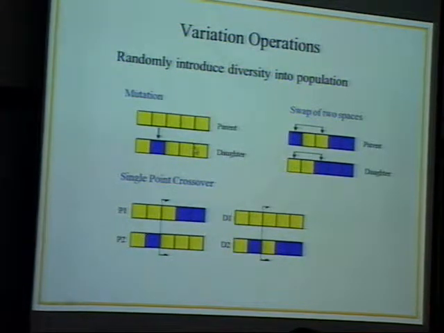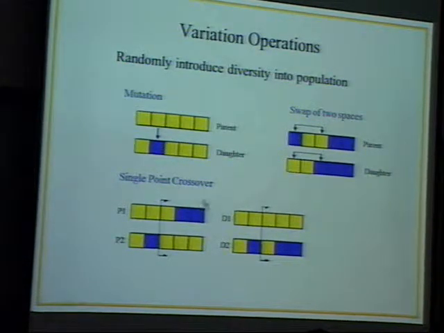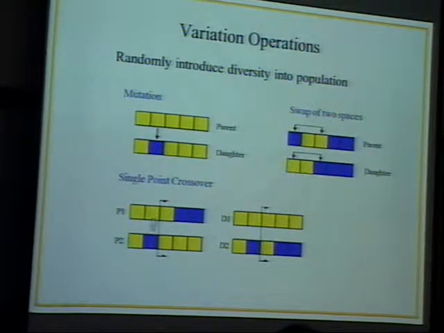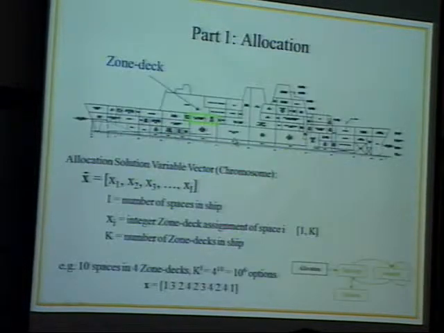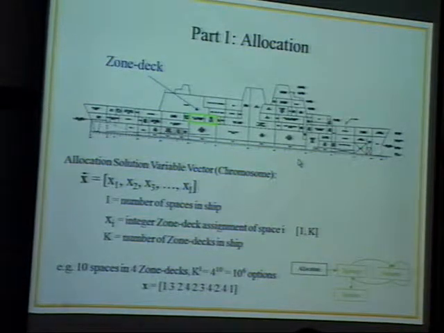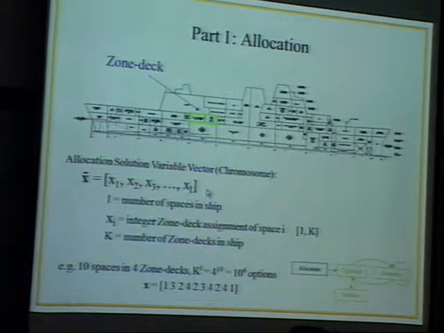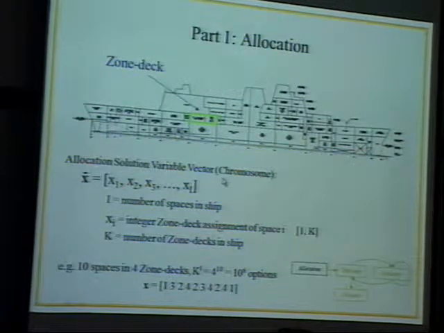Okay? And single point crossover is a parent 1 and 2, and selection of an arbitrary location within the chromosome, and you just switch it. That's a crossover. And allocation is done using this kind of chromosome. X1 to Xi, and i is the number of spaces in the ship.